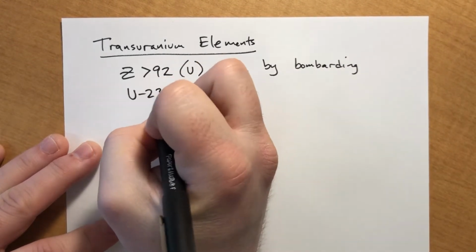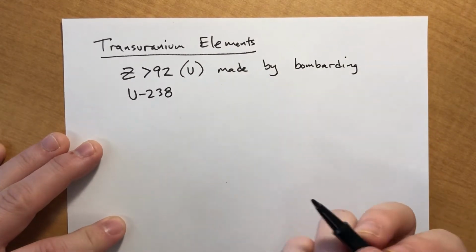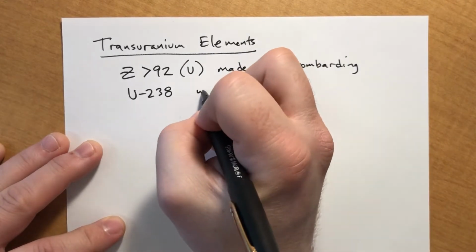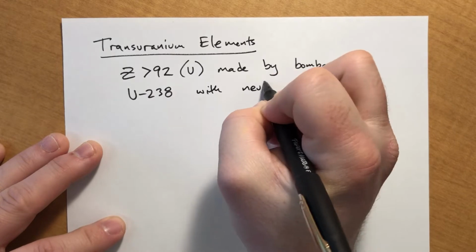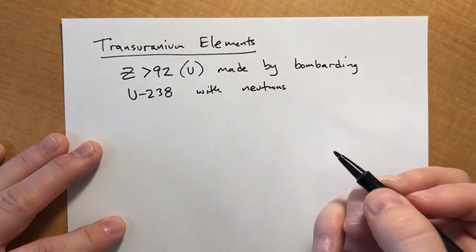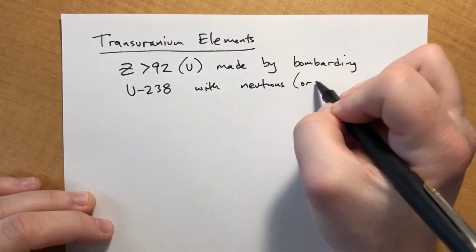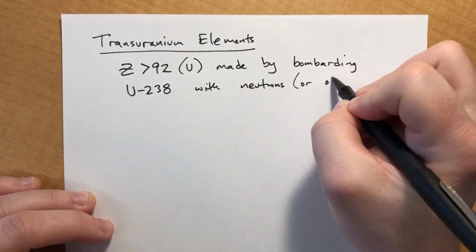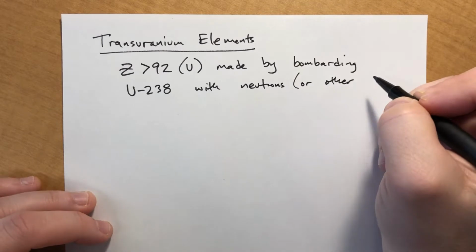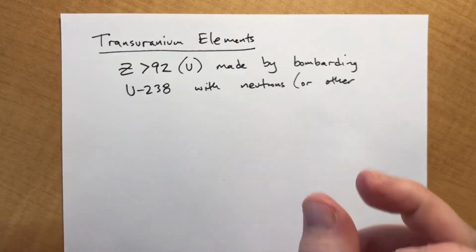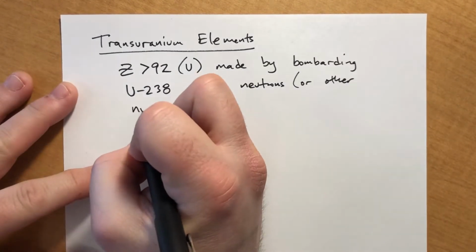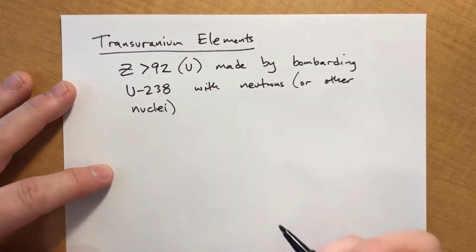We usually start with uranium-238 because it's super stable. We don't really want an explosion in this case. But we shoot things like neutrons because they have mass and it makes bigger elements. It makes things heavier. Sometimes we can also shoot other nuclei. Nuclei is the word for just the nucleus part of an atom. It's the plural of the word nucleus.